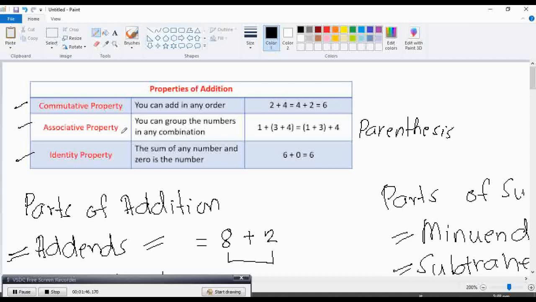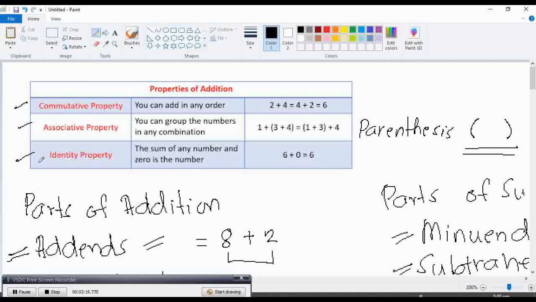Associative property of addition. You can group the numbers in any combination. All you have to do is put the numbers in the parentheses. Example, 1 plus 3 plus 4. You can group 3 and 4, or 1 and 3, or you can even say 1 and 4.